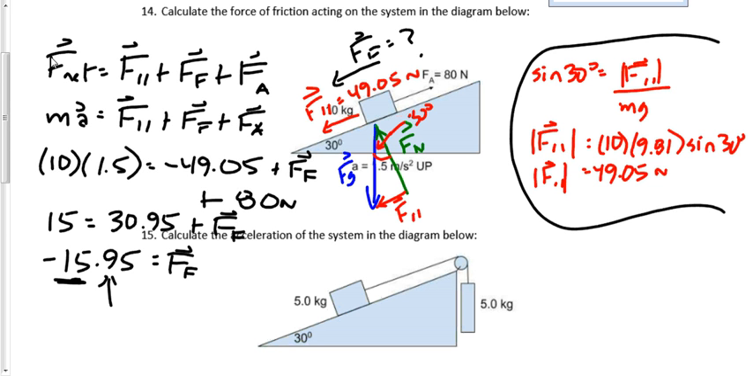My second digit rounds up or down? Up. So it becomes what? 16 newtons, right? Negative 16 newtons. Which makes sense, right? That's consistent with what I predicted. I predicted that the force of friction was down the hill, and I got negative, and so sure enough, friction is down the hill.